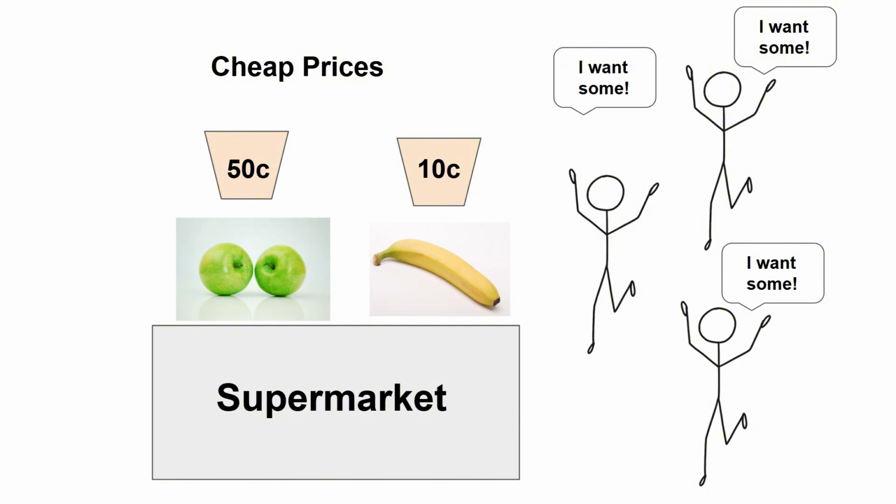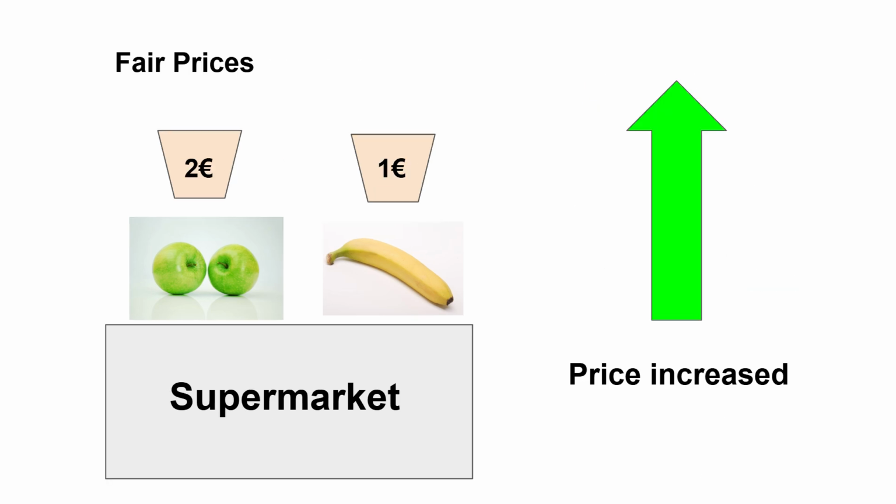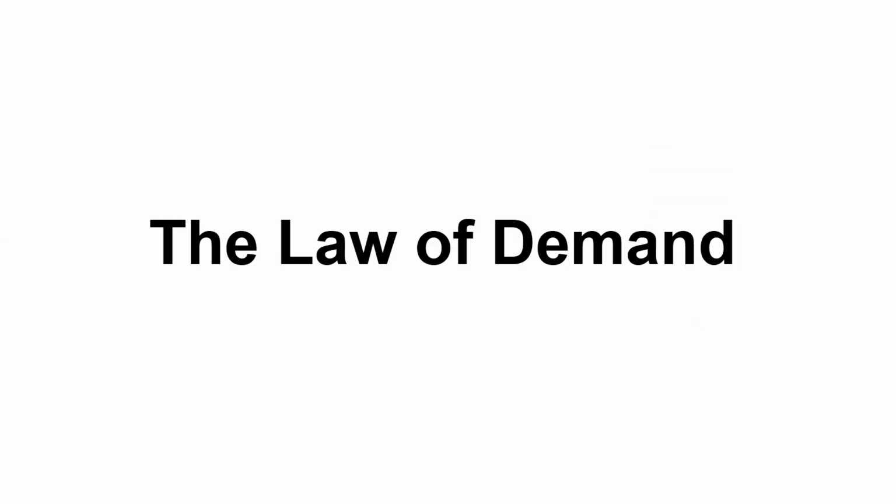When demand is higher than supply, the supermarket often raises the prices. That way, fewer people will buy, and the supermarket can balance how much they sell with how much they have. This is why prices go up when many people want something, but there isn't enough of it. That's called the law of demand.